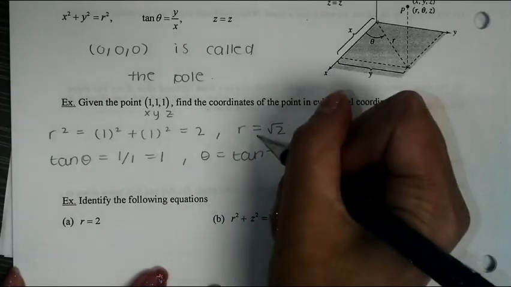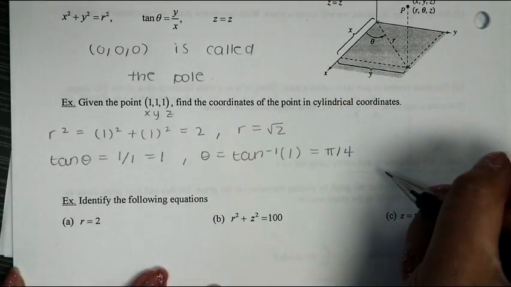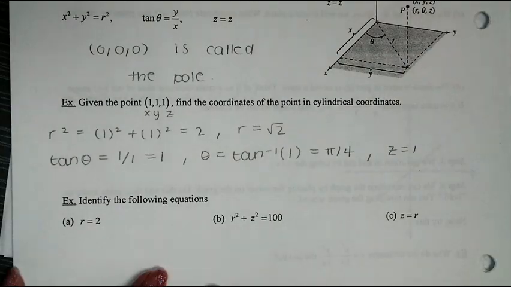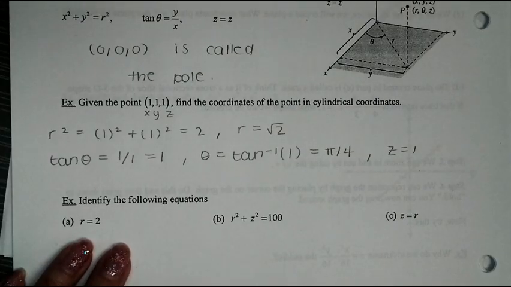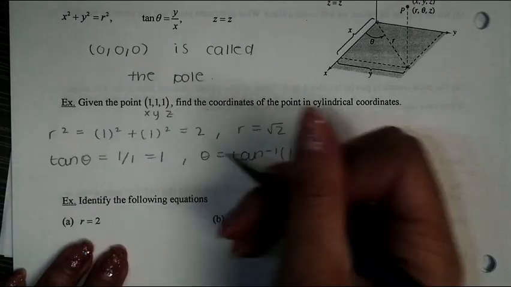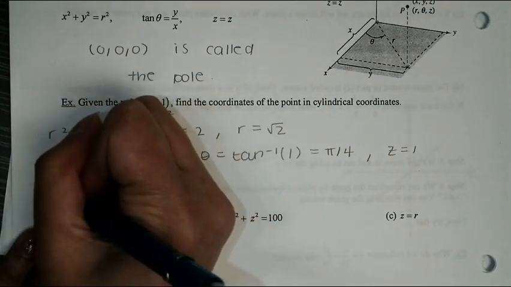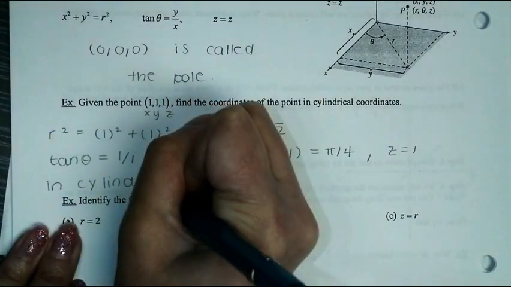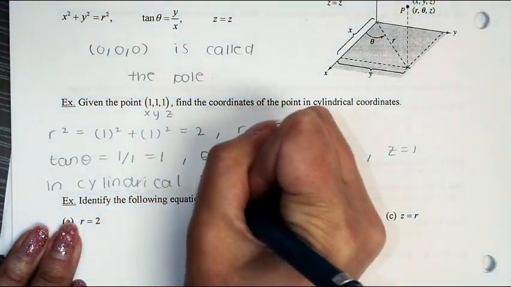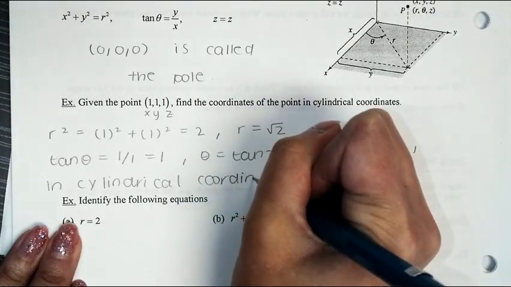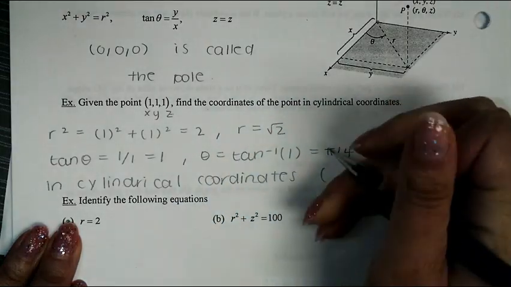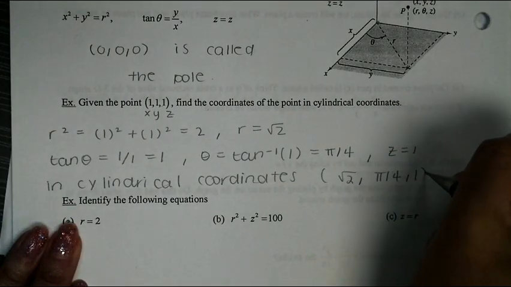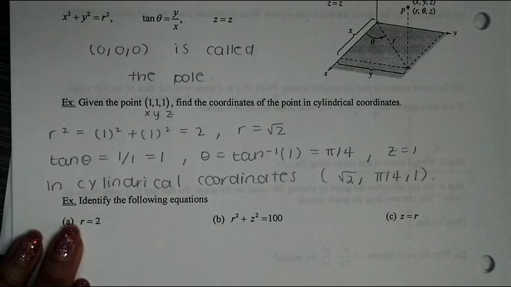So we have all the pieces of the puzzle. R, theta, and now you're going to tell me, so what's z? We know that z is 1, from the hypothesis of the problem. Thus, what are your cylindrical coordinates? In cylindrical coordinates, your new point is going to be root 2, comma, pi over 4, comma 1. So that's what you have. Isn't that nice? What do you think?